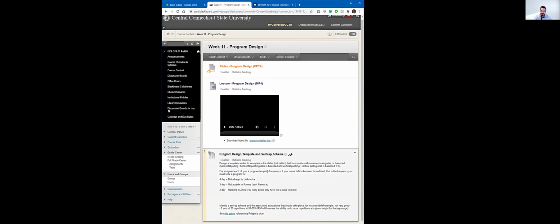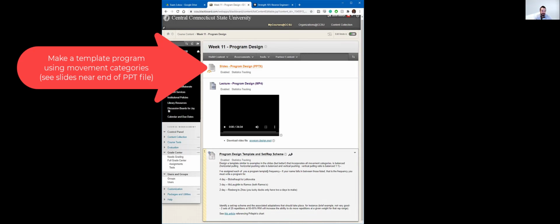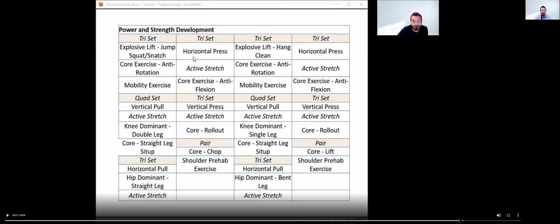What I want you to come up with this week is a template for a workout. There are examples towards the end of the slides and video. As I say in the lecture, these templates are just okay. They need to be cleaned up. Of all the different movement categories that you'll review, you're going to generate something like this, where each day you're going to have a given number of movement categories. There's no right or wrong. Making mistakes is how we learn.